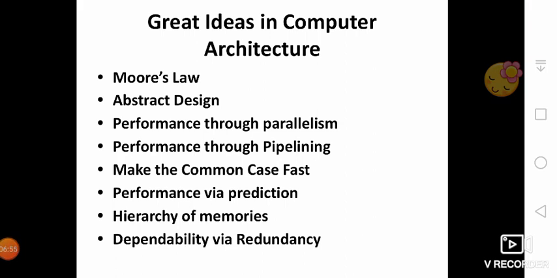Okay, next is great ideas in computer architecture. First one is Moore's law. It is the observation that the number of transistors in a dense integrated circuit doubles about every 2 years. It is an observation and projection of a historical trend and not a physical or natural law.